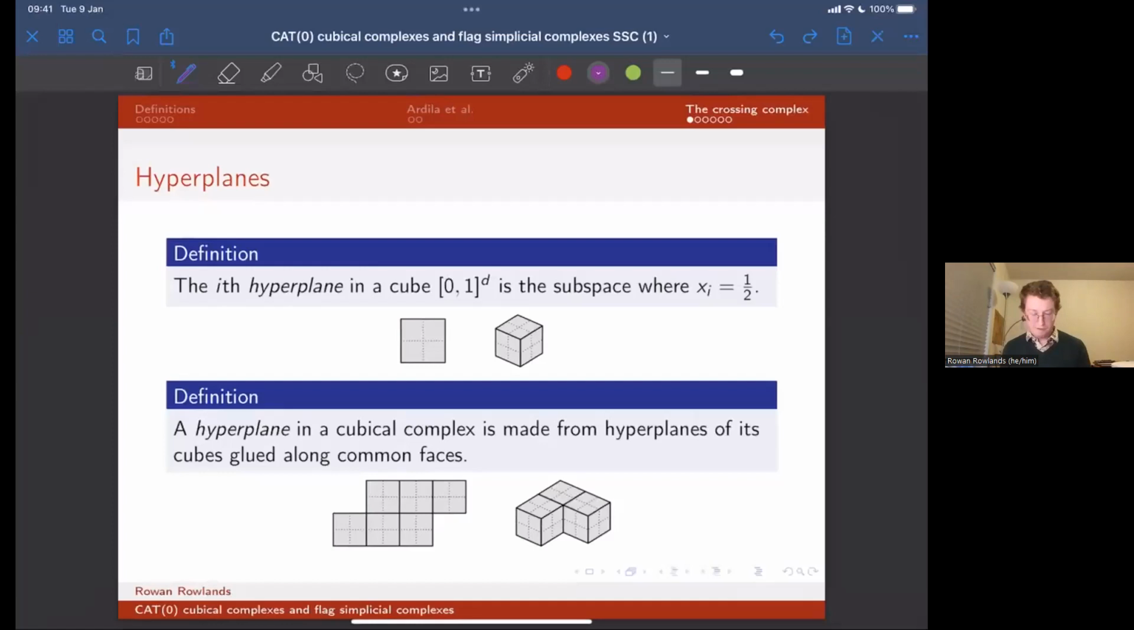So let's start off with hyperplanes in a cube. If we think of that cube as being this standard embedding of [0,1]^d, then the ith hyperplane is the subspace you get when you set the ith variable equal to 1/2. Like taking the cube and slicing it in half in one of the directions perpendicular to a basis vector. So for example, a two-dimensional cube or a square has two hyperplanes. There's this vertical one, this horizontal one, or this three-dimensional cube has three hyperplanes, and so on.